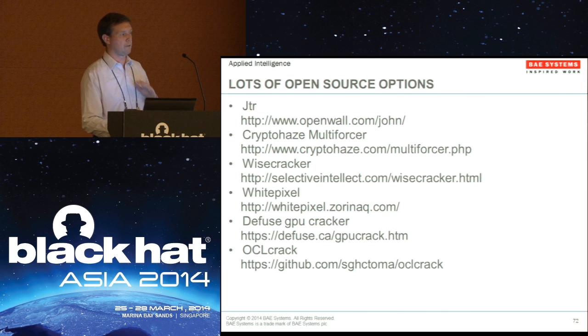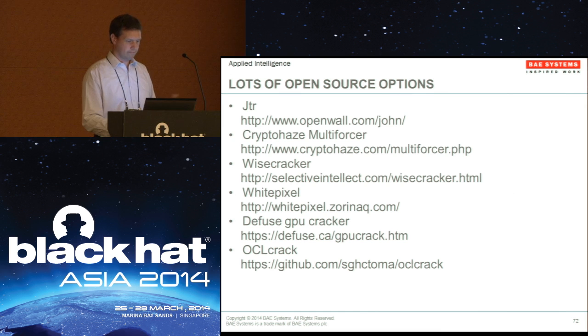There's plenty of open source options that you can use to build on. You don't necessarily have to build a cracker from the start. John the Ripper, like I mentioned. Cryptohaze Multiforcer is another very comprehensive GPU-based cracker. It uses OpenCL and supports distributed cracking, but it doesn't use MPI. It has its own server-slave model. Wisecracker, I had to play with it. It uses OpenCL and does distributed cracking over MPI, but it's basically just a proof of concept.